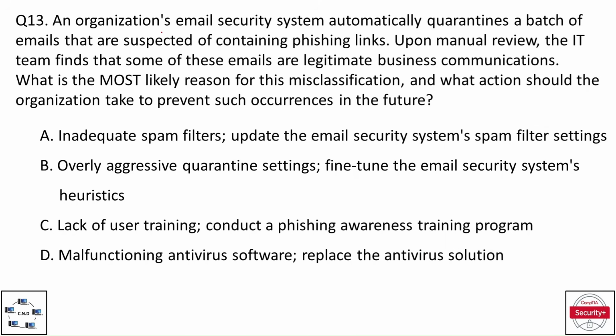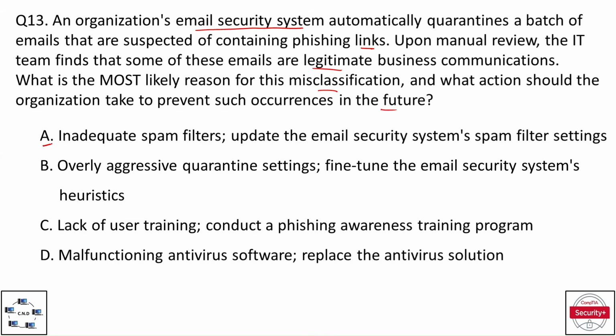Question number 13. An organization's email security system automatically quarantines a batch of emails that are suspected of containing phishing links. Upon manual review, the IT team finds that some of these emails are legitimate business communications. What is the most likely reason for this misclassification, and what action should the organization take to prevent such occurrences in the future?